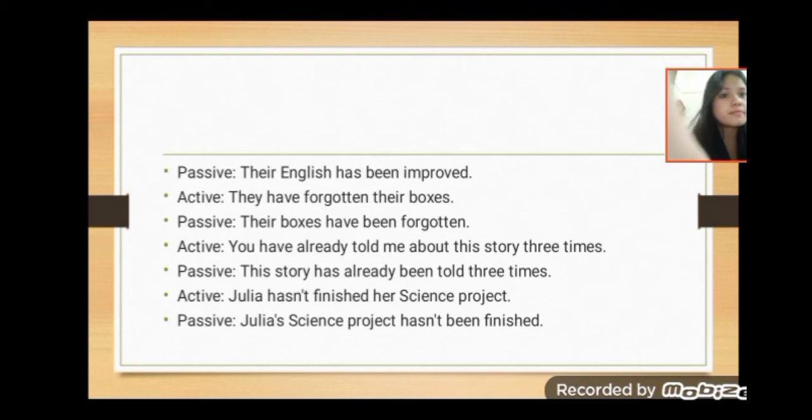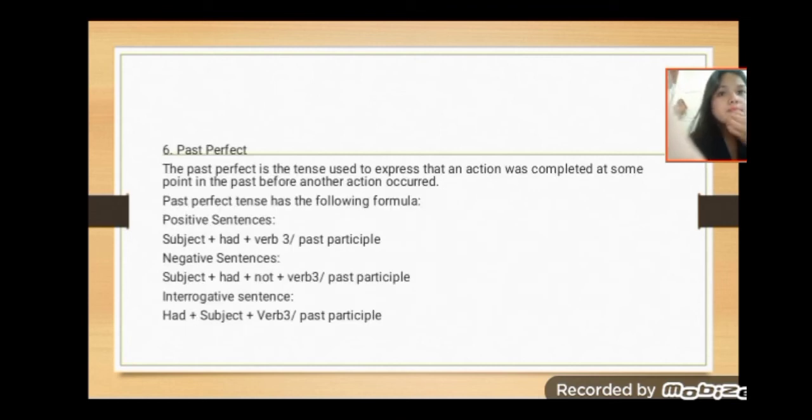And past perfect. The past perfect is used to express that an action was complete at some point in the past before another action occurred. Past perfect tense has the following formula. Positive sentence: subject plus had plus verb 3, past participle. Negative sentence: subject plus had plus not plus verb 3, past participle. Interrogative sentence: had plus subject plus verb 3.